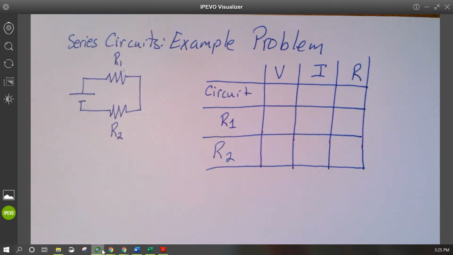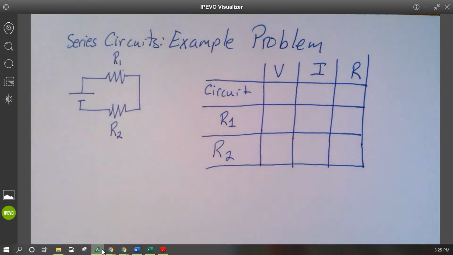So I just went ahead and set this up already, just so you don't have to watch me do as much drawing. If you want to pause the video and sketch this out, be my guest. So this is our series circuit example problem. And just to keep it simple for right now, I'm only putting two resistors in series. I'm calling them R1 and R2.